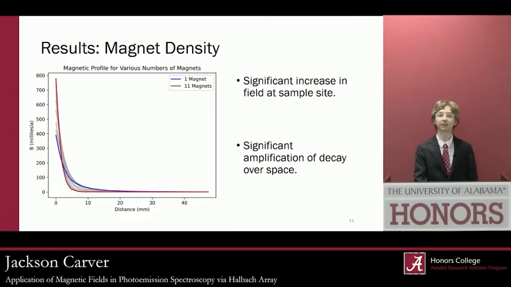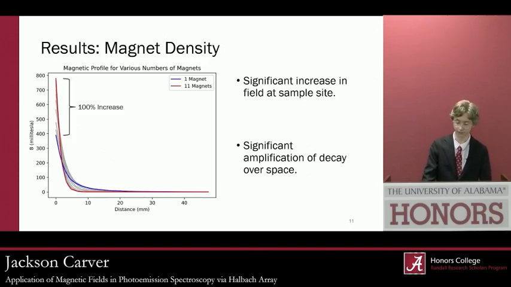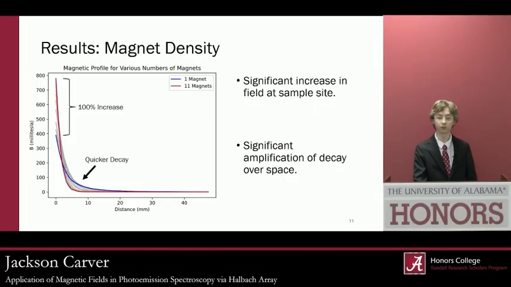By increasing the magnet density, we achieve a significant increase in the field at the sample site. Going from 1 magnet to 11 magnets doubles this field. Moreover, increasing magnet density amplifies the field's decay over space, with the field moving towards 0 much more quickly, which is promising.